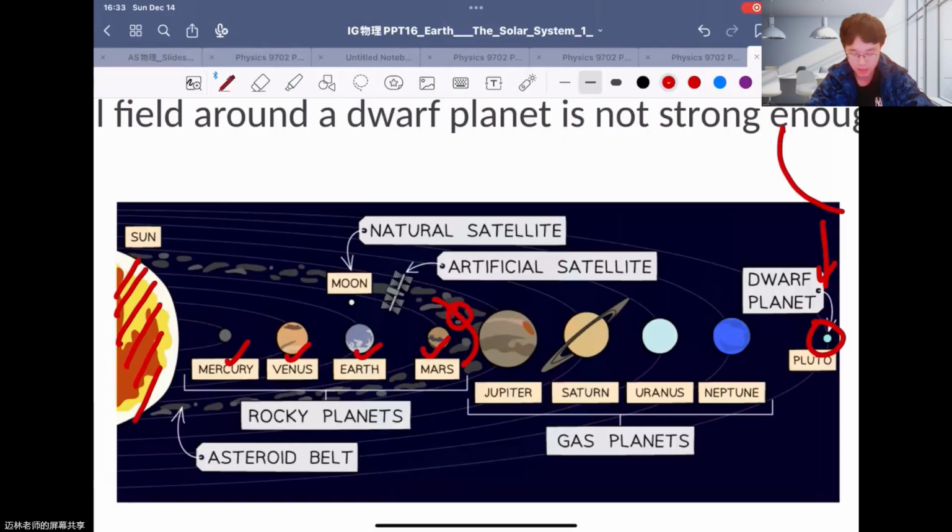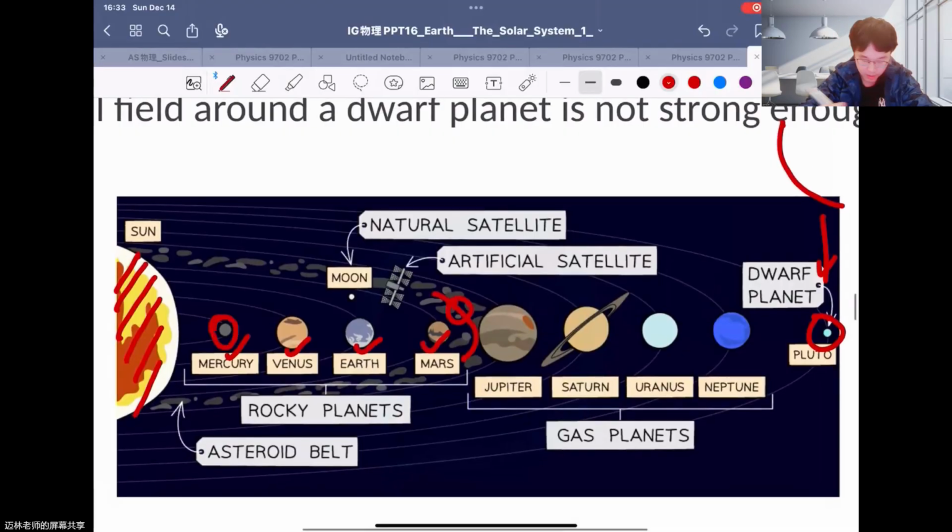So we can say that right now, from left to right, it is Mercury, Venus, Earth, Mars, to Pluto. This is very important. For this arrangement of the planets in the solar system, we can find from left to right, Mercury to Pluto.